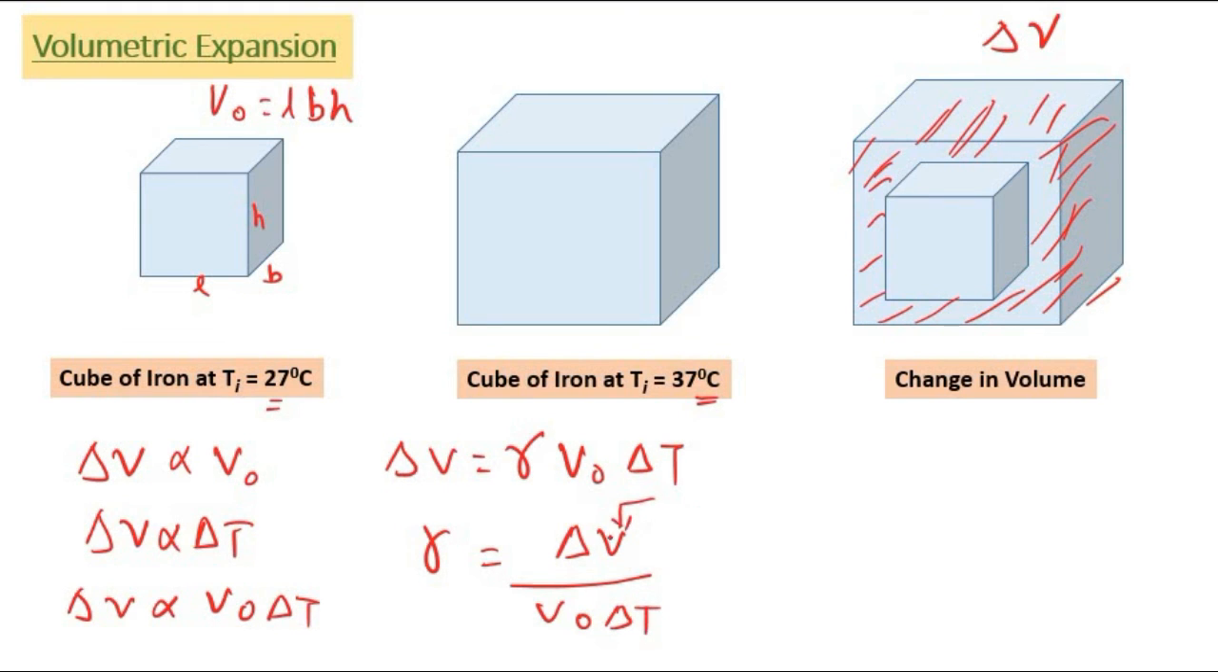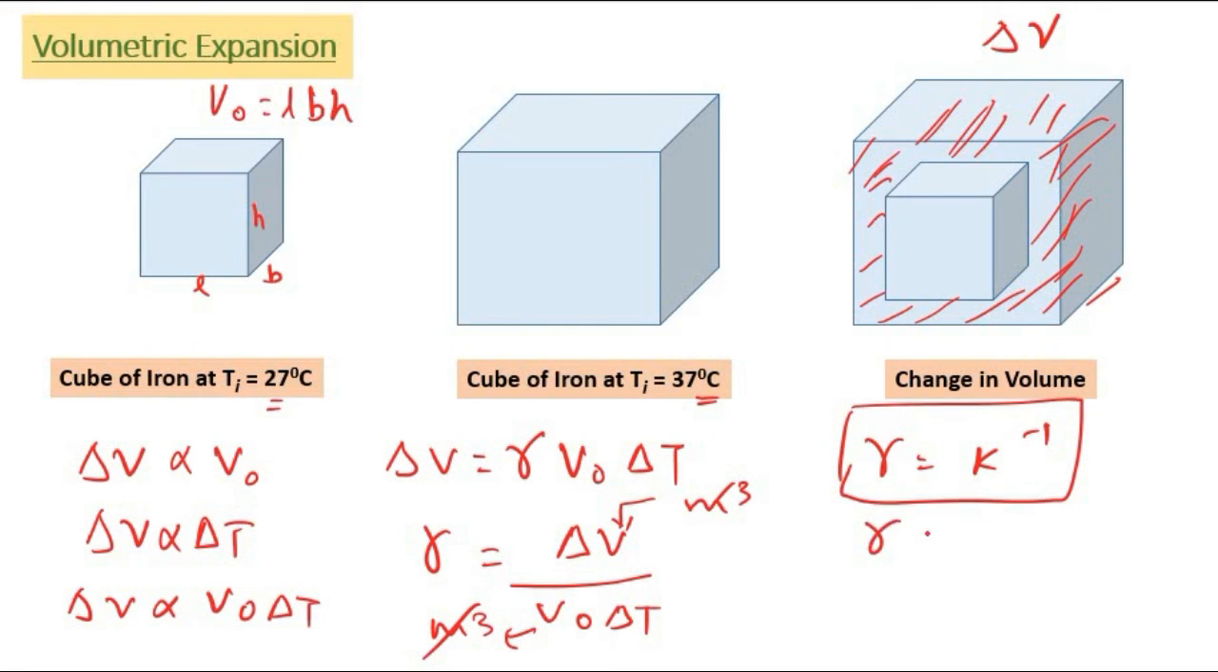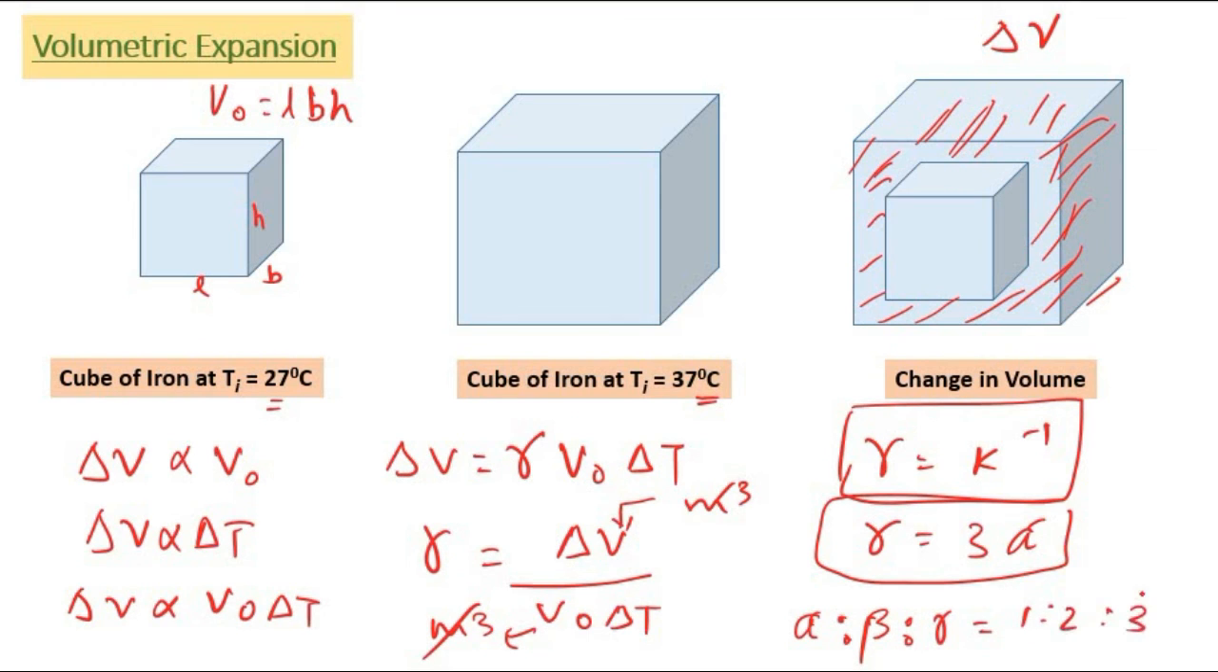The SI unit of this is meter cube. This is also meter cube, getting cancelled. So again the unit for gamma is Kelvin raised to -1. And gamma is 3 times of alpha. Again, we are supposed to remember this without proof. Or we can also say that alpha is to beta is to gamma is 1 is to 2 is to 3.